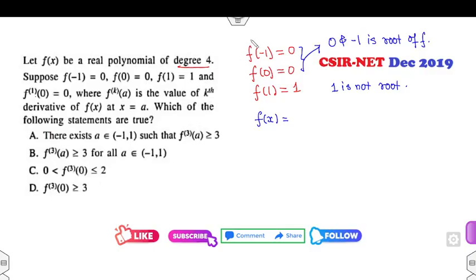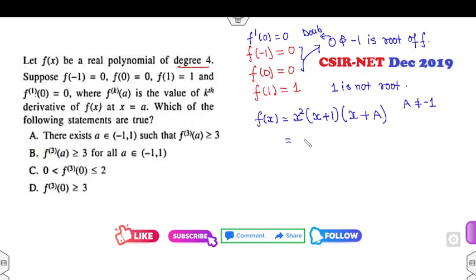It is also given that f dash of 0 is equal to 0. That means 0 is a double root. So can you define the polynomial? 0 is a double root. Minus 1 is also a root. Now it has degree 3. What about the other one? It can be any other number, x plus a. a can be 0. a can be 1. But a can never be minus 1, because f of 1 is non-zero.